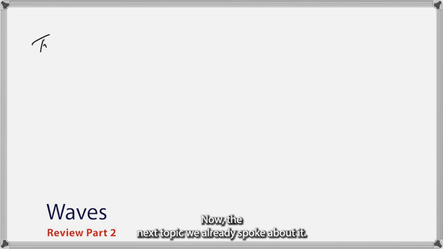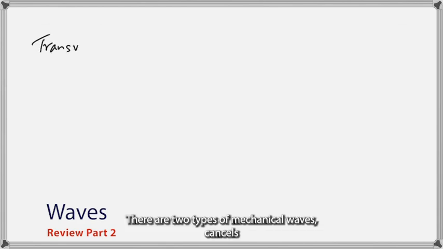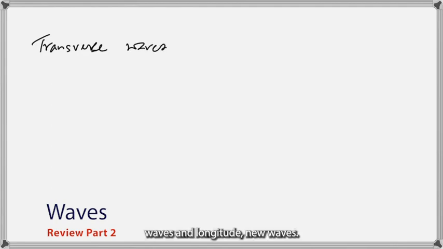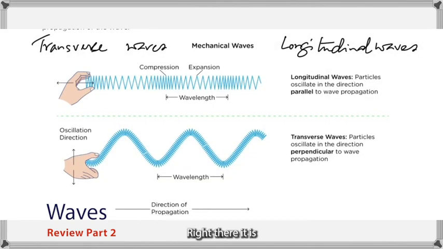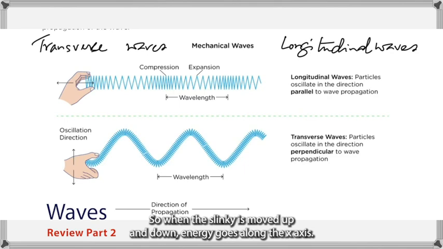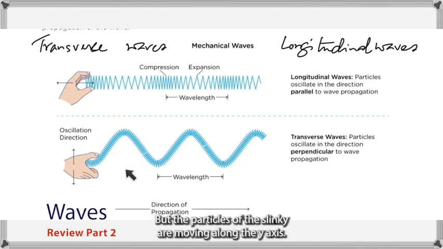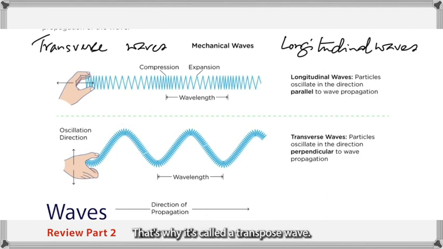Now, the next topic, we already spoke about it. There are two types of mechanical waves, transverse waves and longitudinal waves. You're going to see the picture, and then you know that in a transverse wave, the particles are moving up and down along the y-axis, while energy is moving along the x-axis. So when this slinky is moved up and down, energy goes along the x-axis, but the particles of the slinky are moving along the y-axis. That's why it's called a transverse wave.